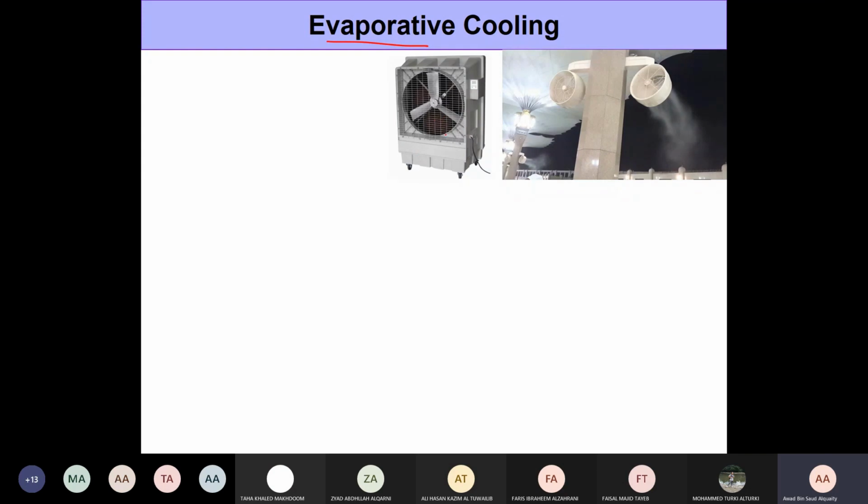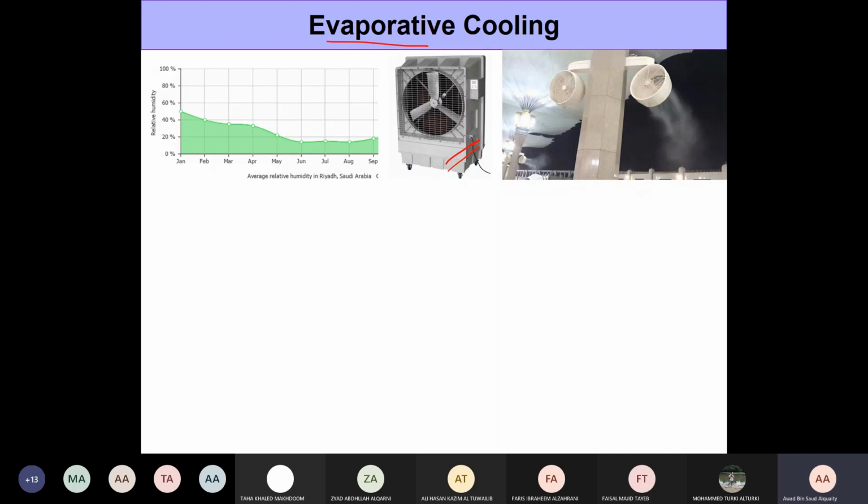So evaporative cooling is what's used in these desert air coolers, for example, or the air humidifiers that you see in the Haram mosques, right? Both of these work on the principle of evaporative cooling, and this evaporative cooling is pretty effective in places with hot and dry climates, such as Riyadh, for example.